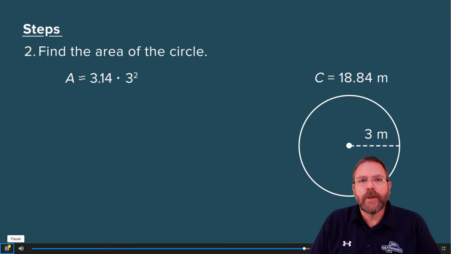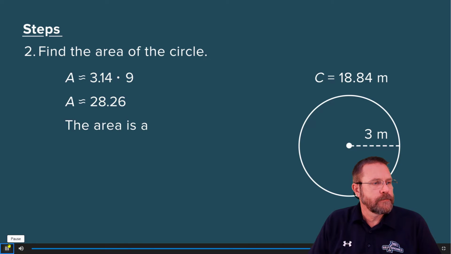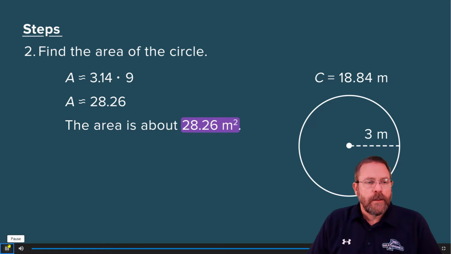So they substituted that 3 in for the radius. Evaluate the power. Then multiply. The area of the circle is about 28.26 square meters. I wish they hadn't deleted all their steps as they went along, but they substituted the 3 in for the radius. They squared the 3 to get 9, and then 3.14 times 9 gave you the final answer. Let's see if we can do some of these all together.